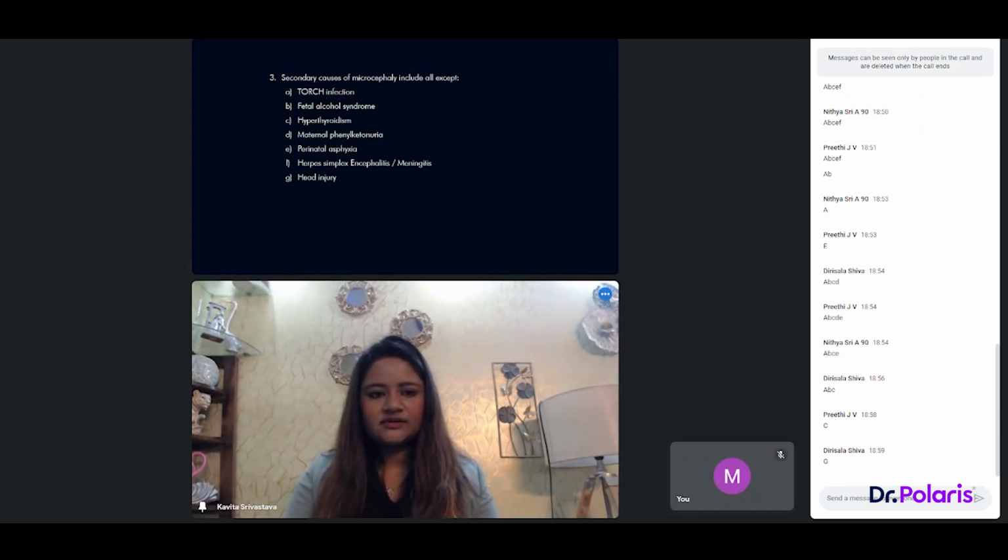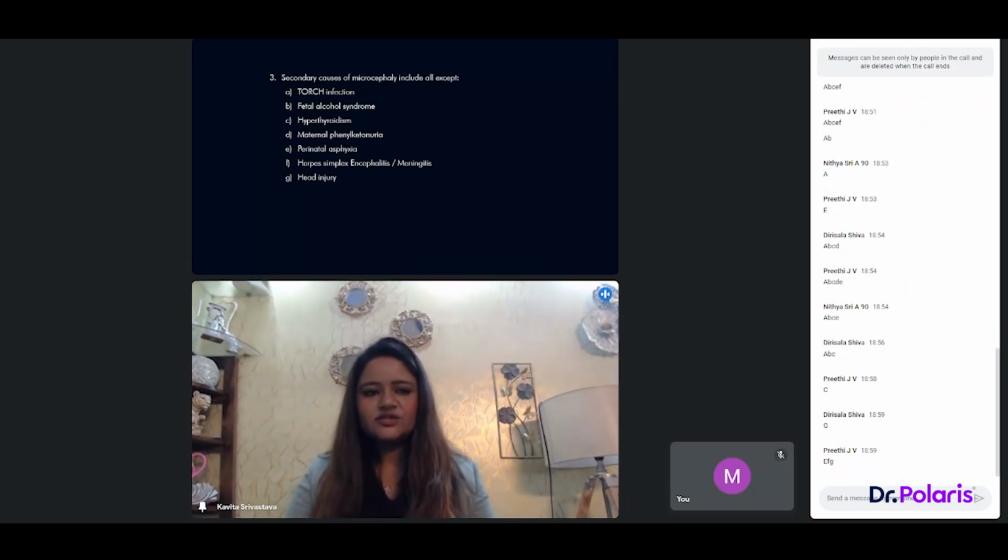Head injury. See, head injury, if it happens, it can result into lack of development of the size of the head. So it can definitely cause microcephaly. So TORCH infection is well known to cause microcephaly. So out of TORCH infection, toxoplasmosis might not result, but CMV infection, rubella infection can cause microcephaly. Okay, fetal alcohol syndrome is again well known to cause microcephaly. When the child is in utero and the mother is having alcohol intake, it can cause microcephaly.